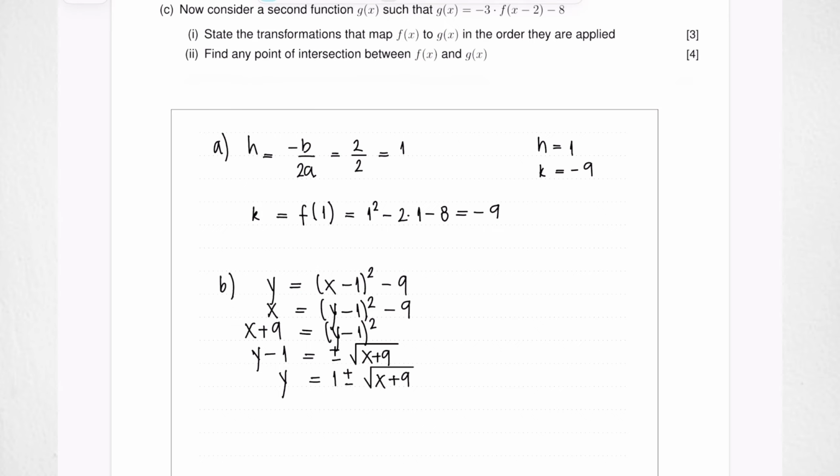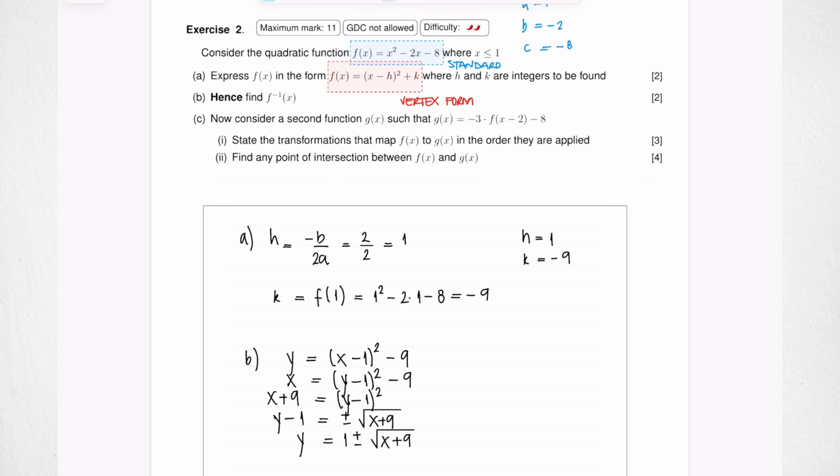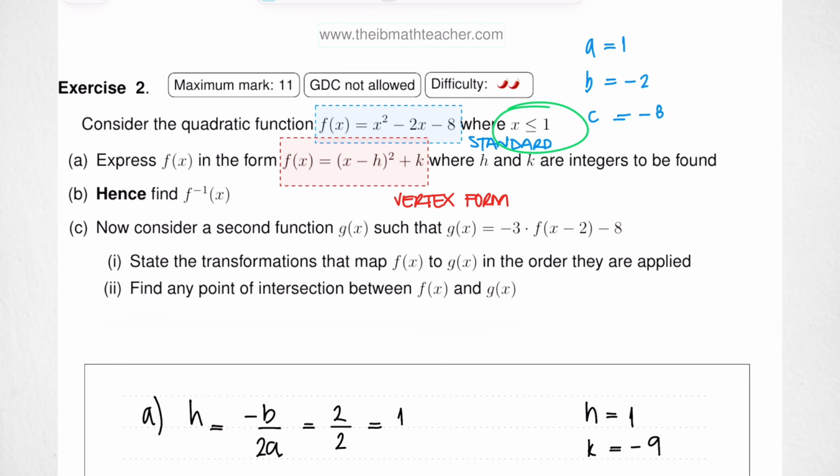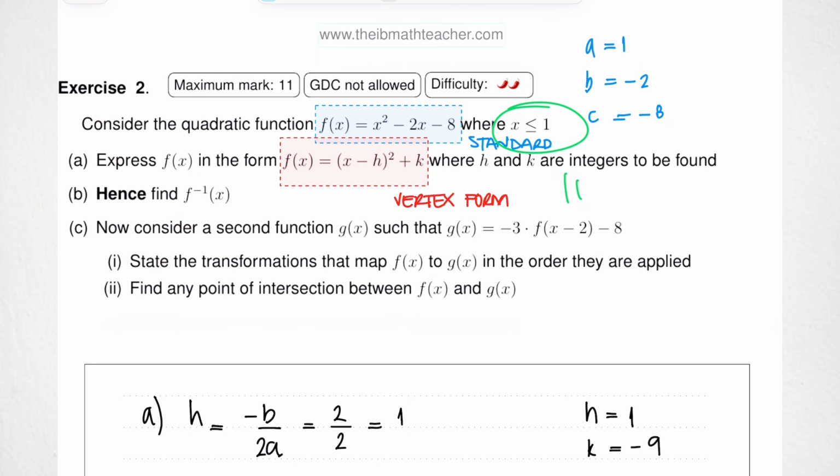Now, only one of these two options, the positive and the negative, is correct. And a nice hack to check which one of these two is the correct one is to use one point from the original function. So if you take, for example, any point which is less than or equal to 1, given that we're obeying the domain of this function, let's say when x is equal to 0. We know that when x is equal to 0, y is negative 8.